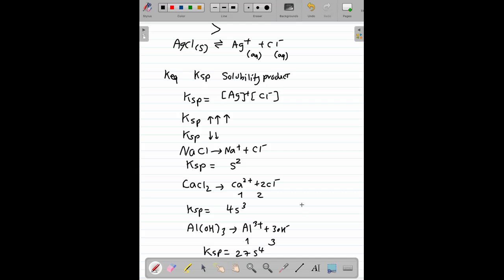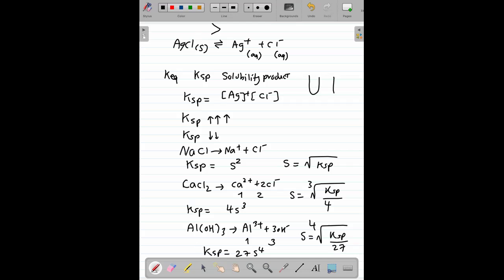then the KSP is given by the equation 27S4. And if you have the KSP and you want to find S, here S is equal to the cube root of KSP over 4, and the solubility here is equal to the fourth root of KSP over 27.